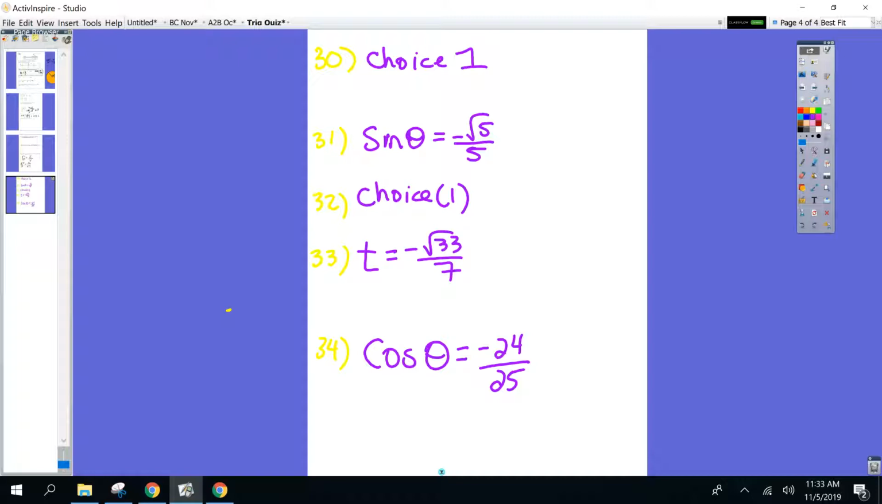Yep, 35, you mean? I'm doing it right in my head right now. Radical 7 over hypotenuse, and it's sine, so it has to be negative. Choice 1. 35 should be choice 1.